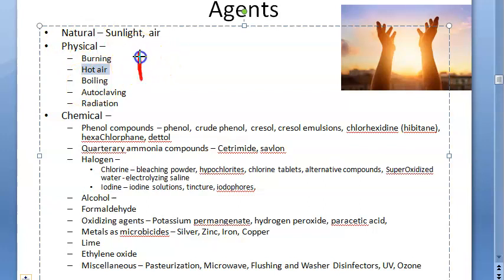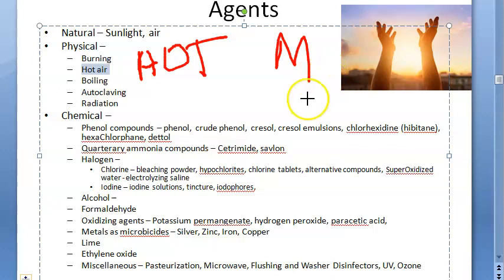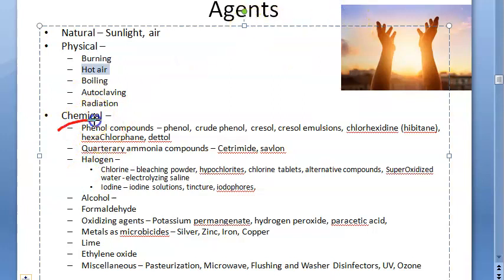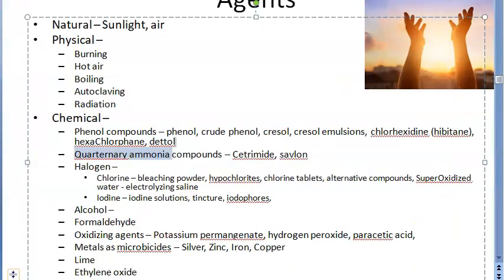You have seen hot air, the hot air oven. That is dry heat, whereas you have moist heat, which will be autoclave. So autoclaving, radiation, all these will be physical. Chemical means all the chemicals that you will mention: phenol compounds, quaternary ammonium compounds like Savlon, cetrimide, etc.